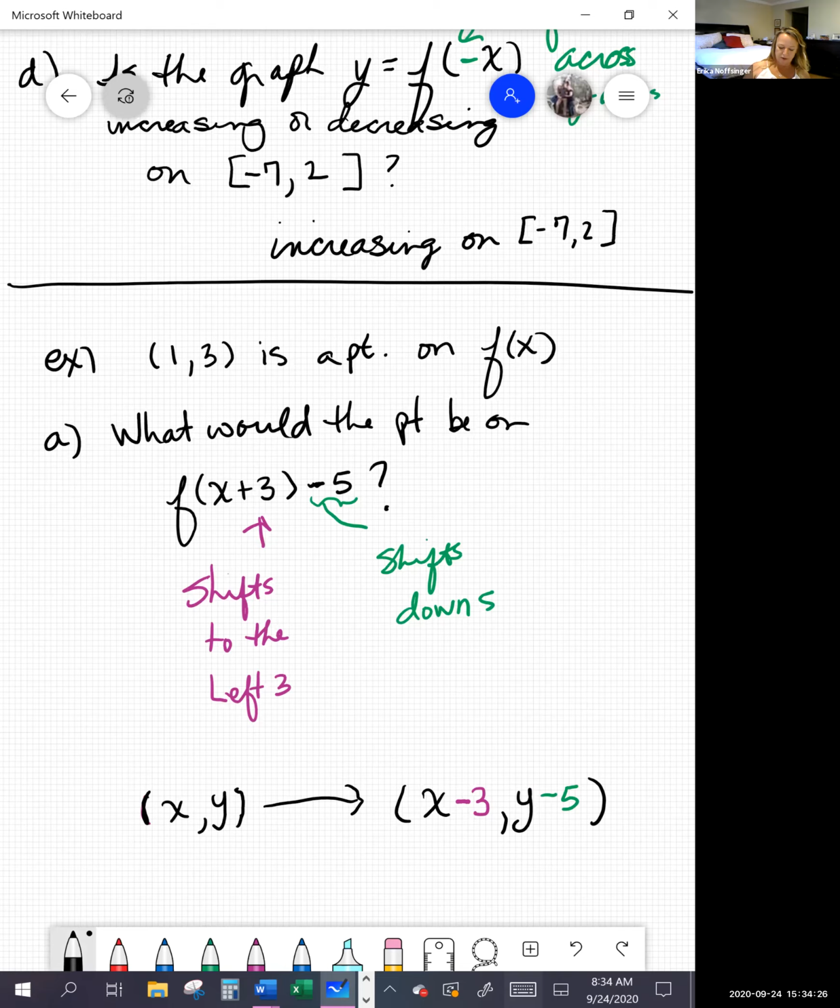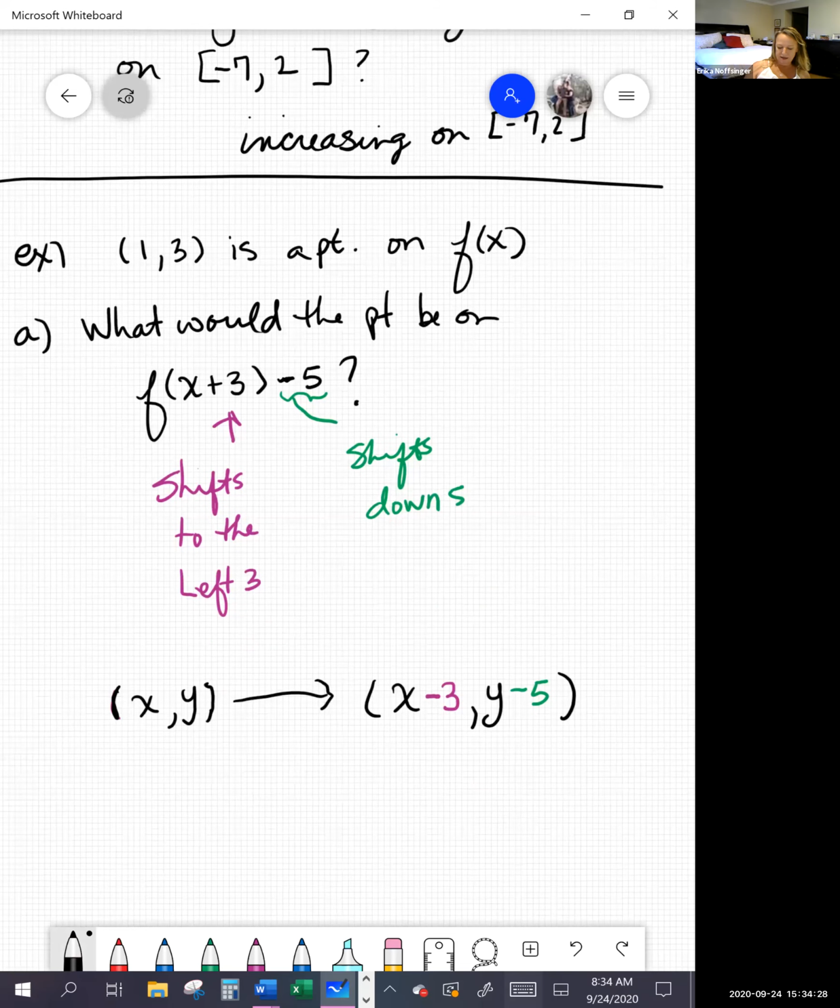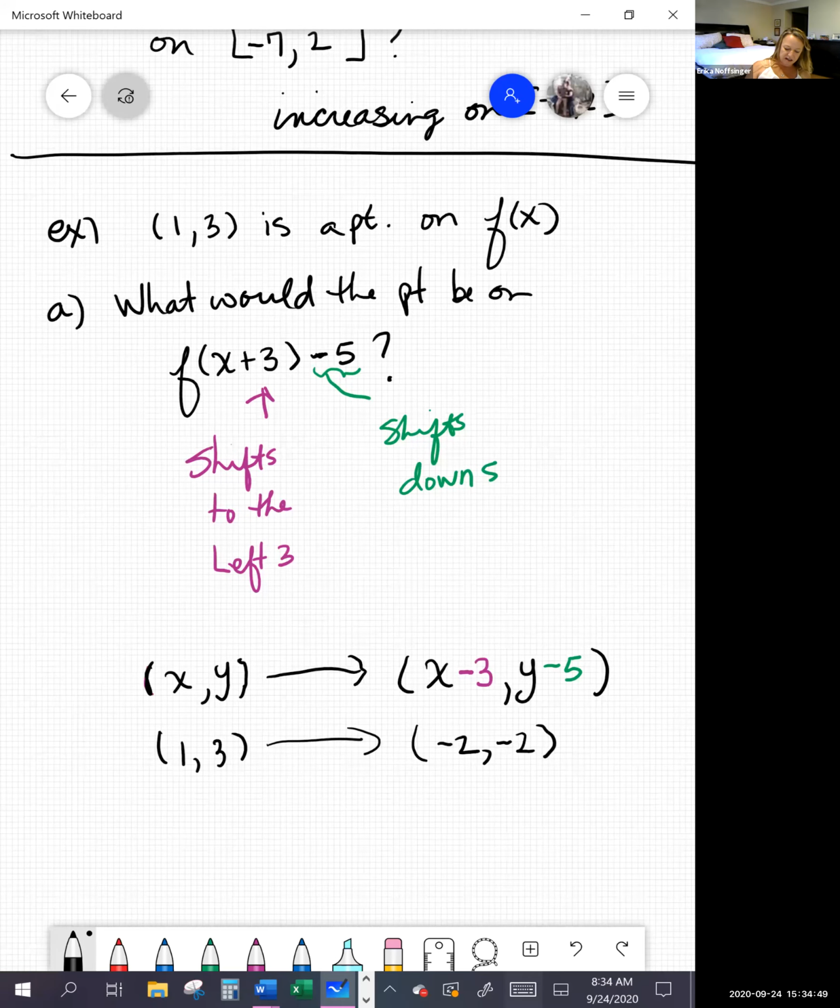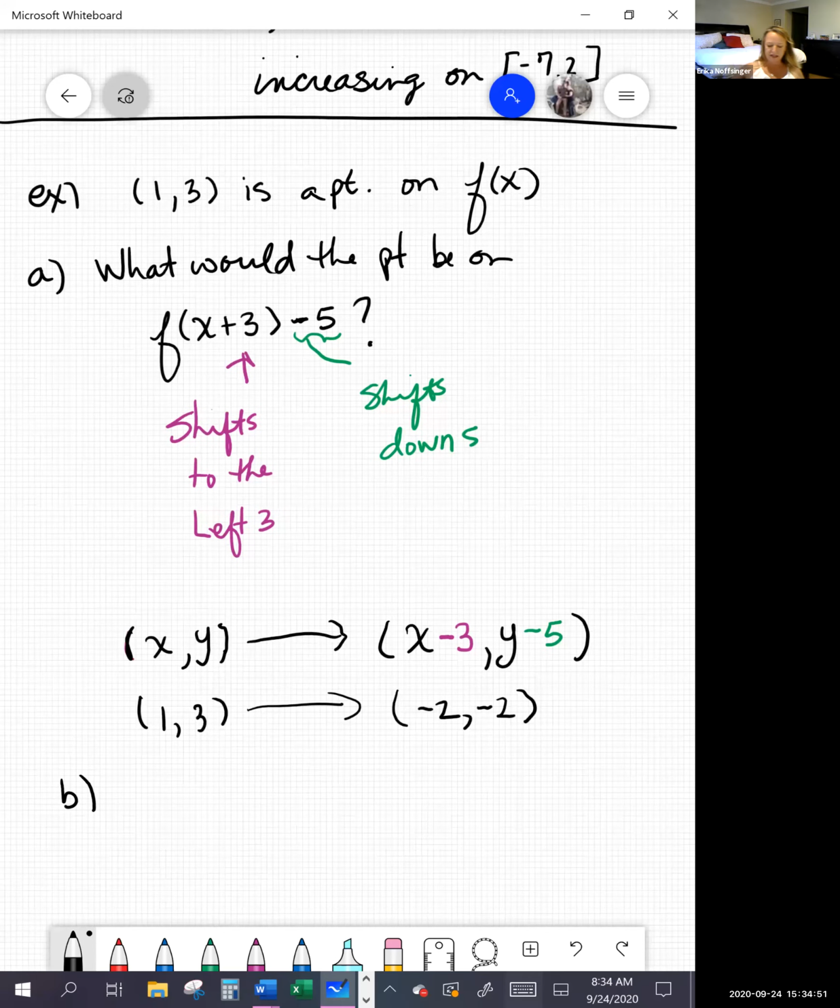And so that point we were given, (1, 3), we just figured out the formula to get the new point. So 1 minus 3 gives me a negative 2. And then my y value, 3 minus 5, also gives me a negative 2. So if I had the graph and it told me to shift and graph f of x plus 3 minus 5, I could be using this to help me get the new points.